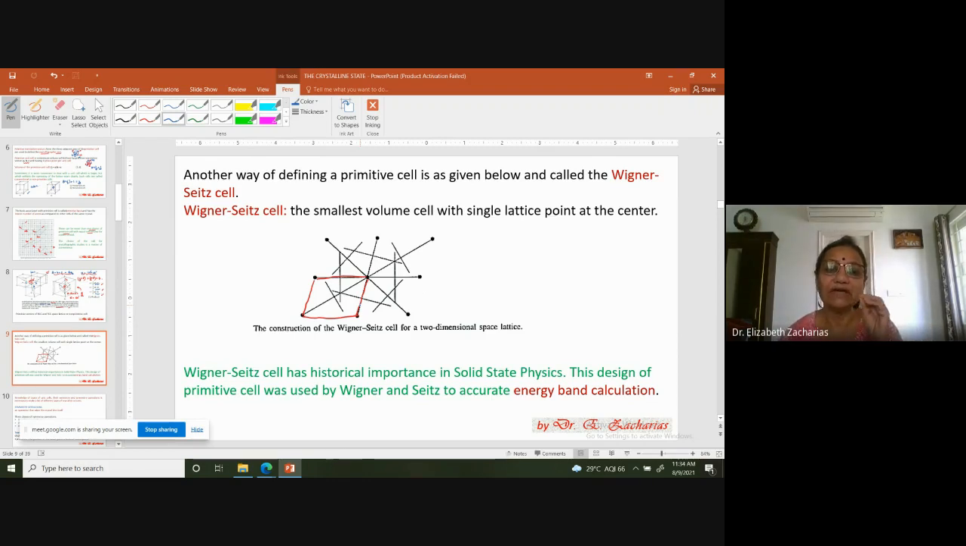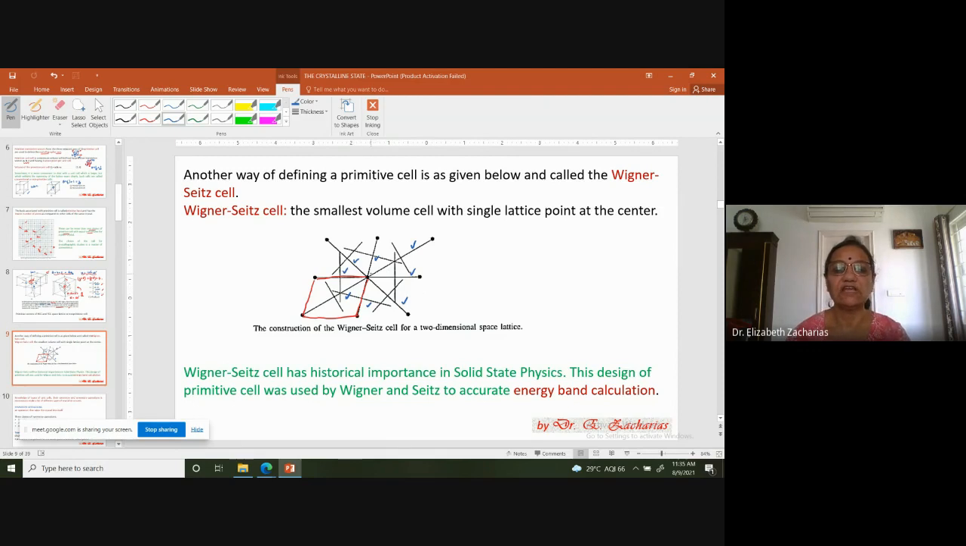But now I want to create a Wigner-Seitz primitive cell. So what I will have to do is take a central lattice point. Whenever such a construction has to be done, take a central lattice point and connect it to all the neighboring lattice points. So here you see 1, 2, 3, 4, 5, 6, 7, 8.